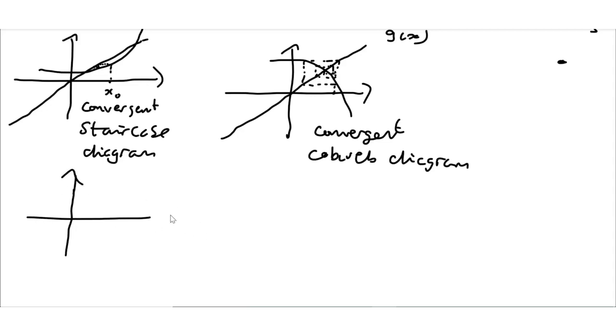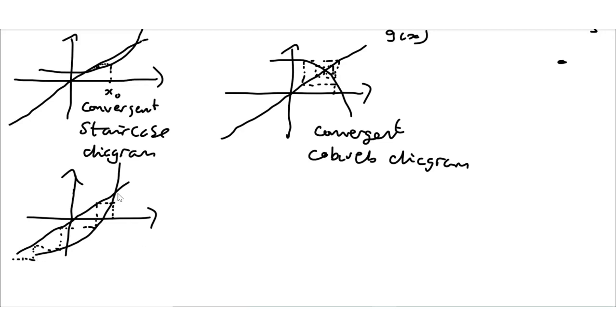Okay, so for example, we might have some sort of curve that really shoots up like this, and we'll pick some x naught here. We go up across to the curve. Now we have to go to the curve again. Now we go to the line again. Now we go to the curve again. Now we go to the line again. And we're actually diverging. We're not getting any closer to the root.